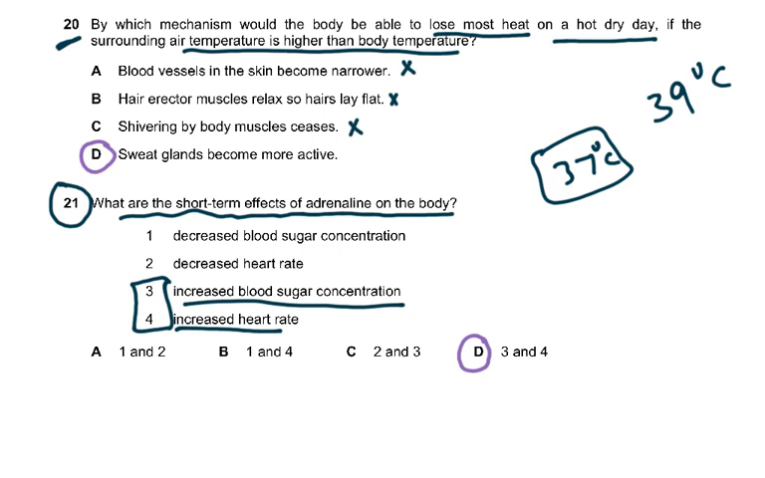Now it says short-term effects. Short-term effects would be there, because the adrenaline causes the liver to convert glycogen to glucose. So increased blood glucose level or blood sugar concentration and heart rate increases. That's the immediate response. So it had to be 3 and 4, and that was the answer.